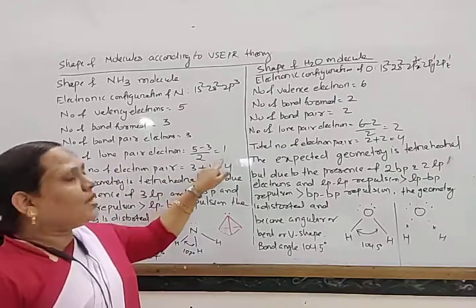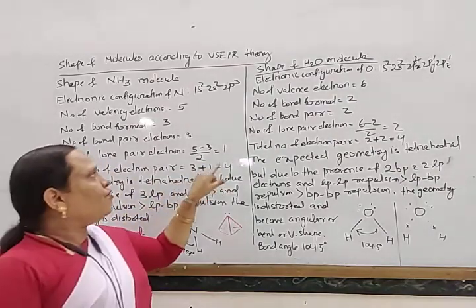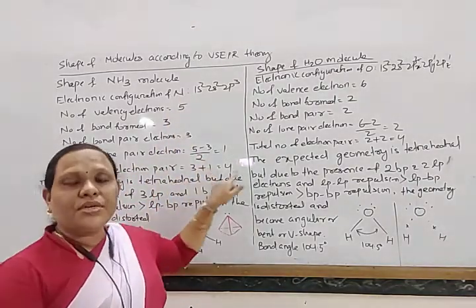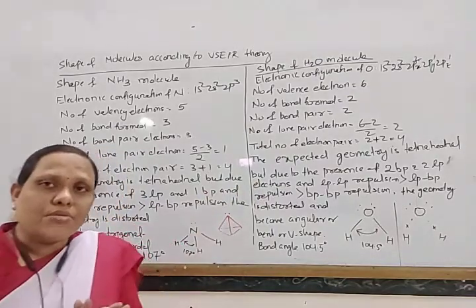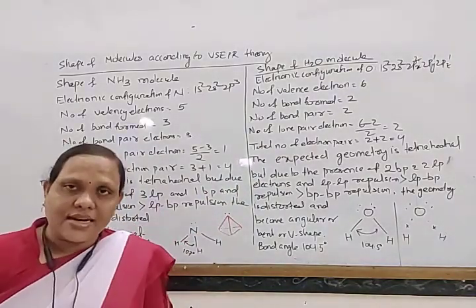Number of lone pair electrons is 1. And the total number of electron pairs is 3 plus 1, that is equal to 4. So as it is surrounded by 4 pairs of electrons, its expected structure is tetrahedral.